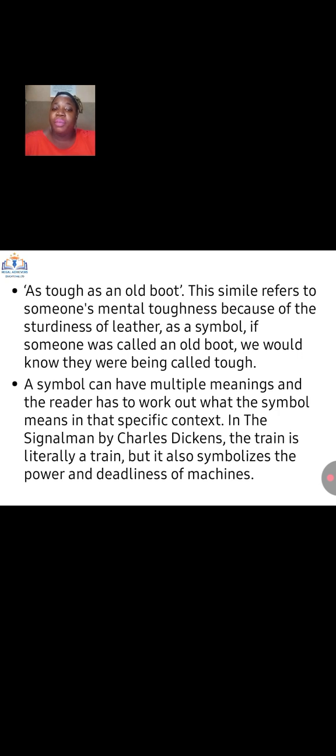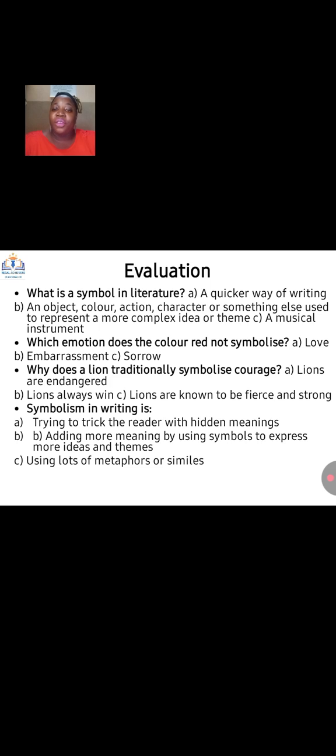A symbol can have multiple meanings, and the reader has to work out what the symbol means in that specific context. In Signal Man by Charles Dickens, the train is literally a train, but it also symbolizes the power and deadliness of machines.